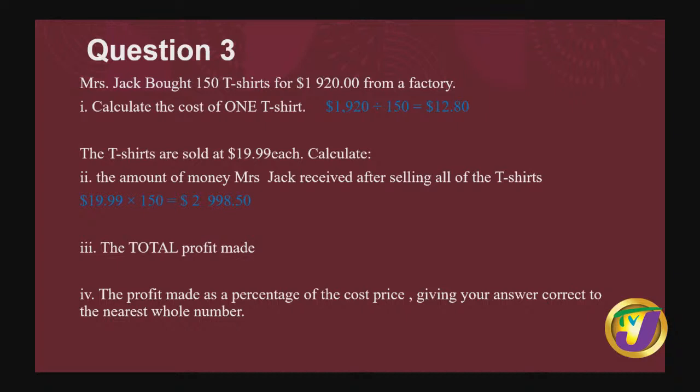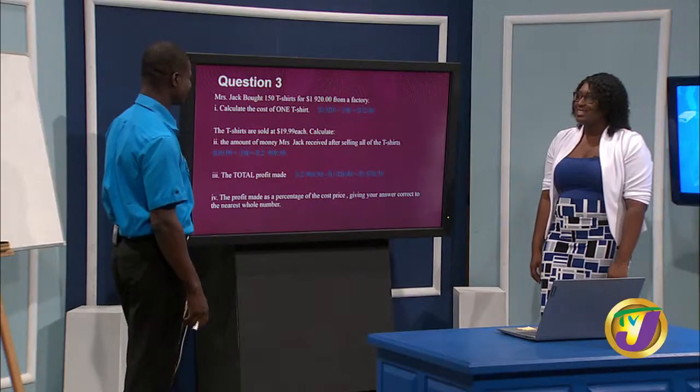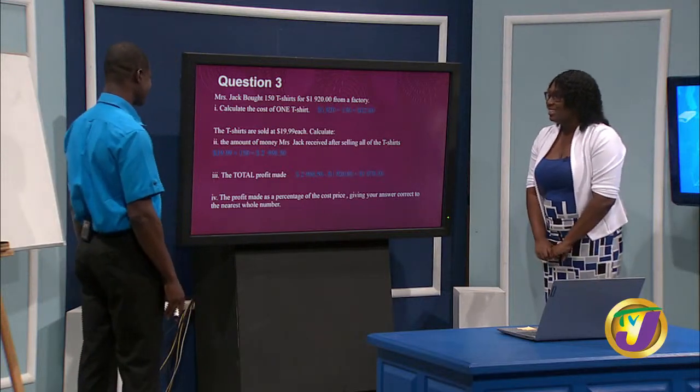So the total profit made, and we're going to do a little subtraction here. So again, the math's coming in again. So we are subtracting $1,920 from $2,998.50. And we made a total profit of $1,078.50. Wow. Now this sounds good. I love this. Yes, ma'am. This is profit.